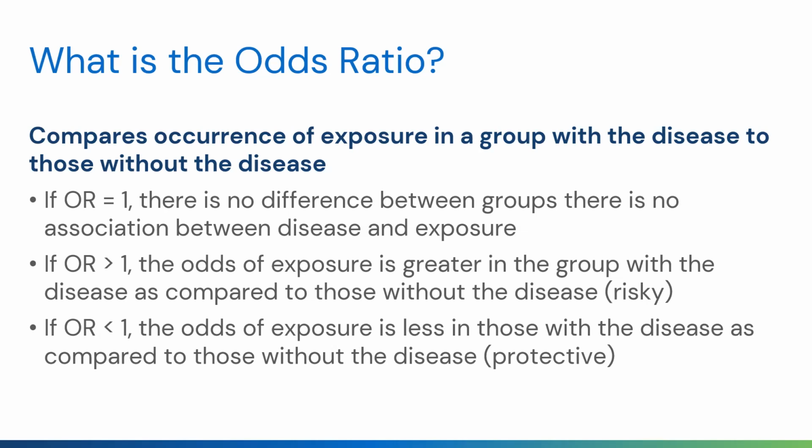Interpreting the odds ratio is based on what that value is. If the odds ratio is equal to 1, you can assume there's no difference between groups, so there's no association between disease and exposure. If it's over 1, the odds of exposure is greater in the group with the disease as compared to those without, so this is the risky group. If the odds ratio is under 1, the odds of exposure is less in those with the disease as compared to those without the disease. It's the protective effect.